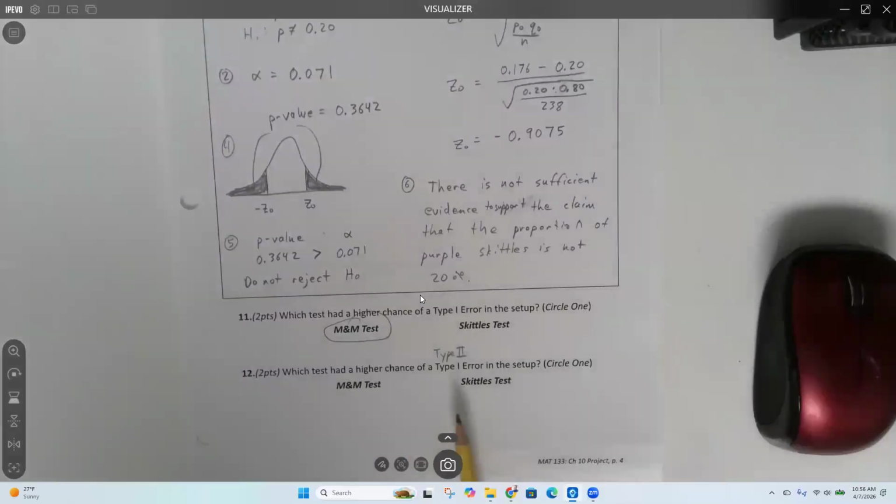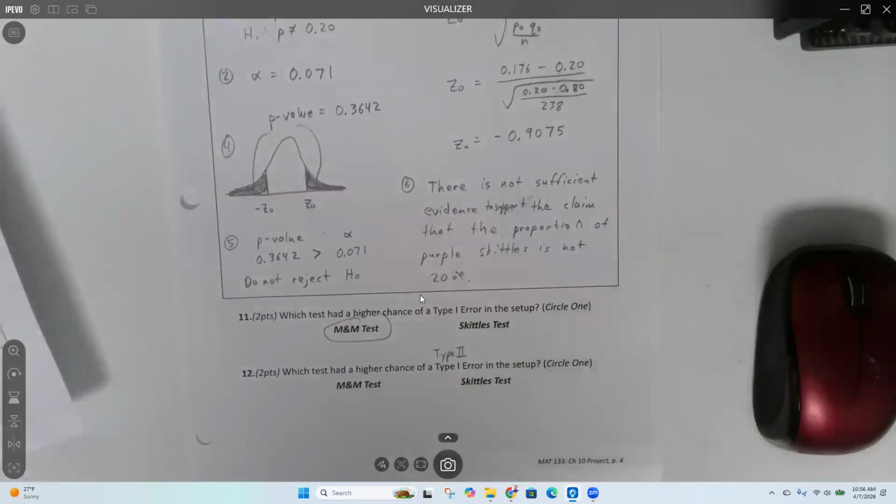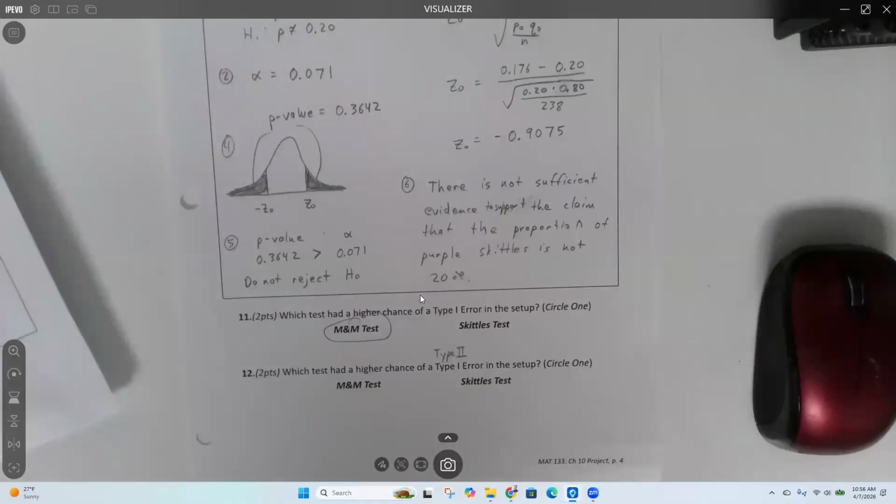Which test had a higher chance of a type 2 error? We don't know. There is a probability for the chance of making a type 2 error. It's not alpha, it's beta. We haven't talked about beta, and we're not going to really calculate beta in this class. We might mention it. Beta is related to the power of your test, okay? It's the probability of making a type 2 error, and it is related to alpha. A large alpha means a small beta. A small beta means a large alpha, okay?